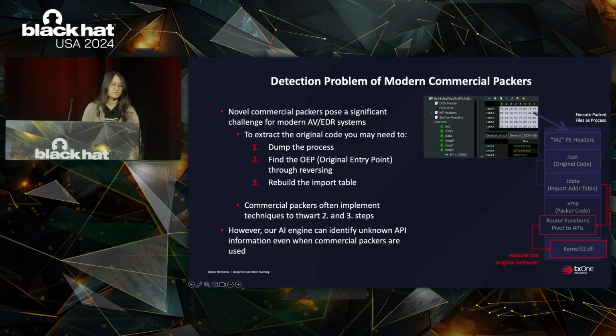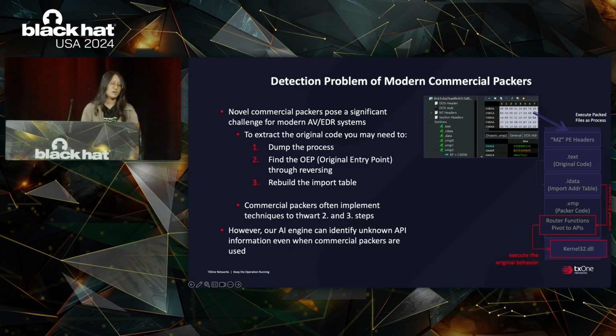The first step is to dump the process to get the memory layout of the packed program. After dumping the process and getting the memory layout, we have to find the original entry point of the original program, so that we can go through the original program after finding the OEP. And after finding this, the third step is to rebuild the import table, to know what kinds of Windows APIs and functions the original program is using. However, commercial solutions also know these kinds of steps and methods.